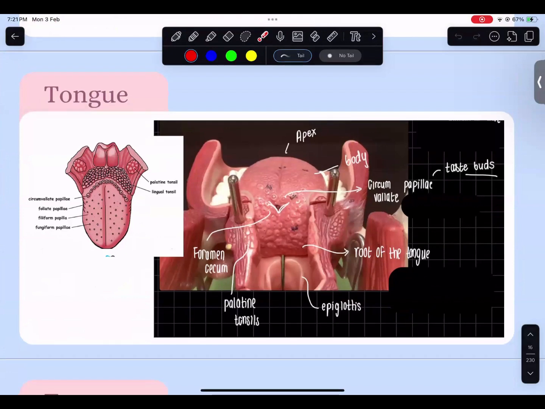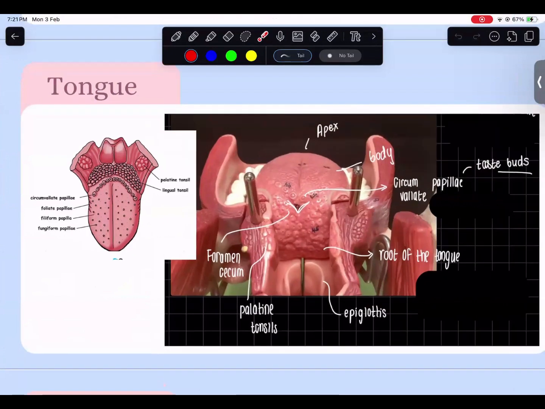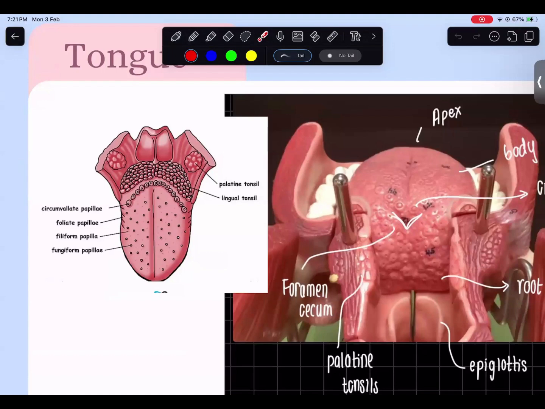These are just more labelings for better understanding. This is a really good picture that I found online. This is the palatine tonsils. These are your lingual tonsils. This is all posterior one-third of the tongue. This is anterior two-thirds of the tongue, okay? These are all the papillae that we're going to talk about. So the circumvallate papillae line the sulcus terminalis, and this is the foramen cecum, okay?